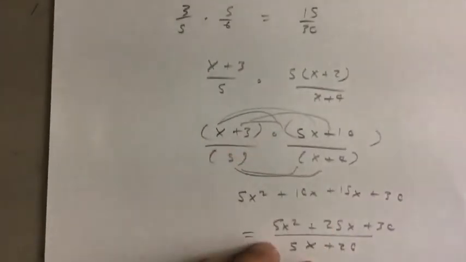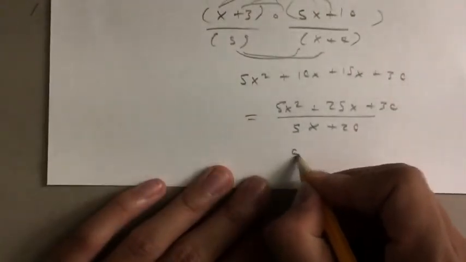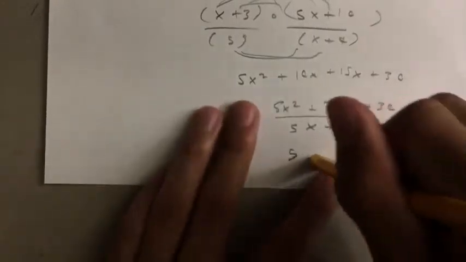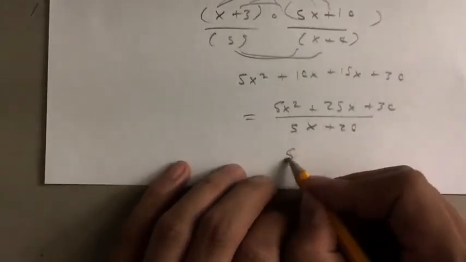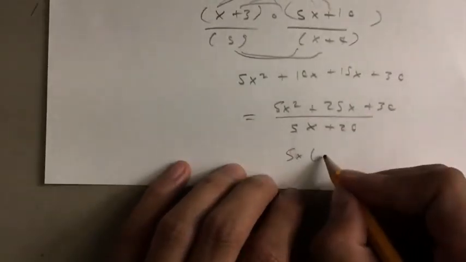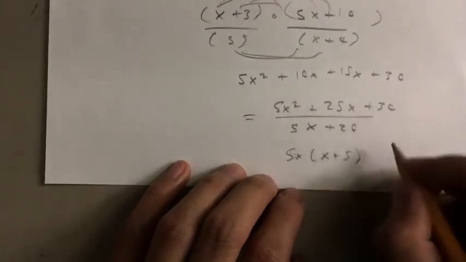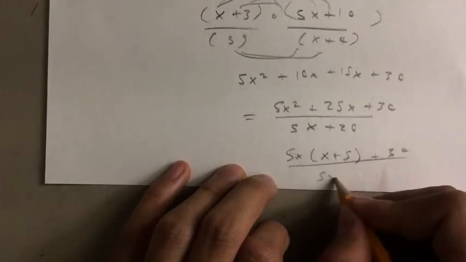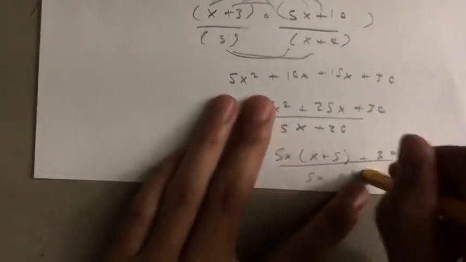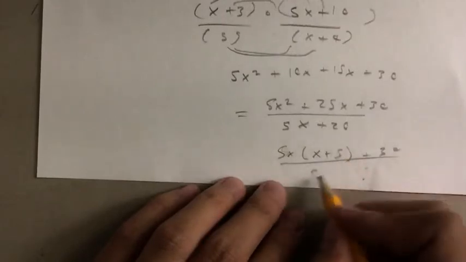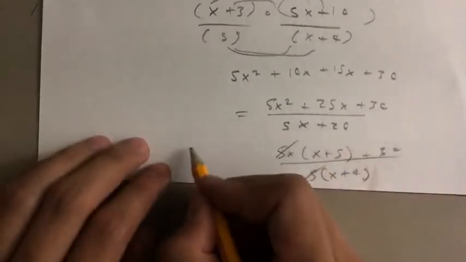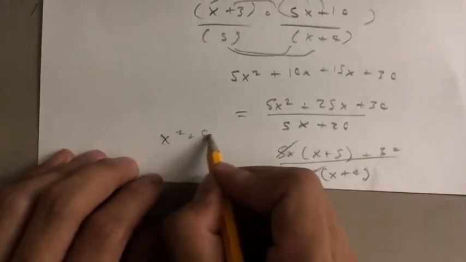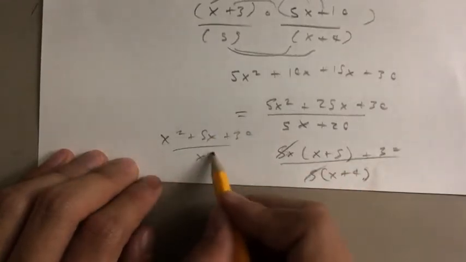You can also simplify, but I think I will. Let's pull out a 5x. Actually, let's just pull out a 5x. And then x plus 5 plus 30, 5x plus 20. You can actually simplify that here to a 5x plus 4. So we have an x squared plus 5x plus 30 over x plus 4.